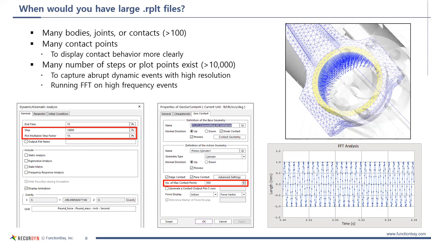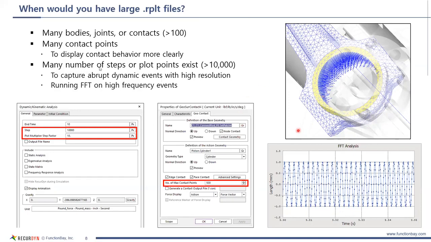It can also occur if you have a contact where you've specified many contact points to be reported. That would be controlled in this dialog when you bring up the properties dialog of your contact. Here's where you would define the number of contact points. The default I believe is 10, but sometimes you can increase the number to clearly capture what's going on with your contact, and to understand the behavior of the model better.